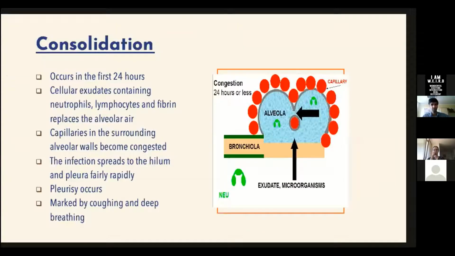Consolidation stage occurs in the first 24 hours. It's the vascular engorgement and the small exudation of fluid and neutrophils in alveoli. The lungs start becoming baggy in a way. The exudates would contain neutrophils, lymphocytes, fibrins, and would eventually start replacing the alveolar air. This can be marked by coughing and deep breathing.